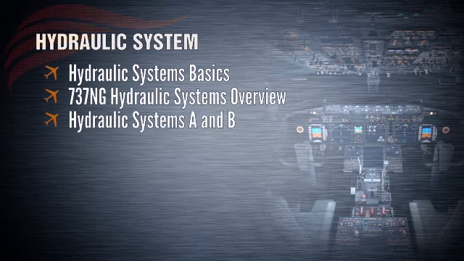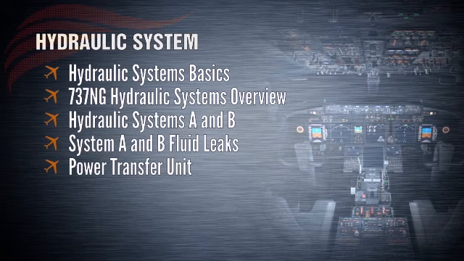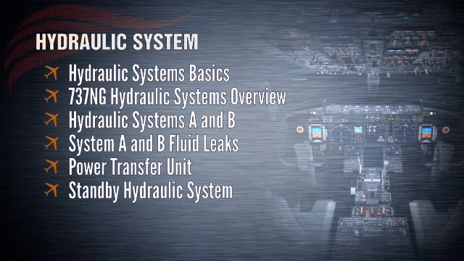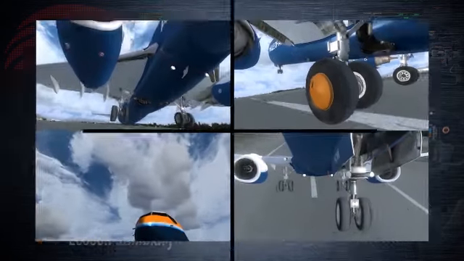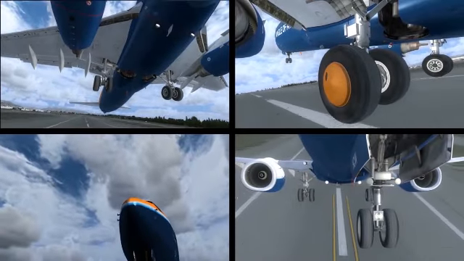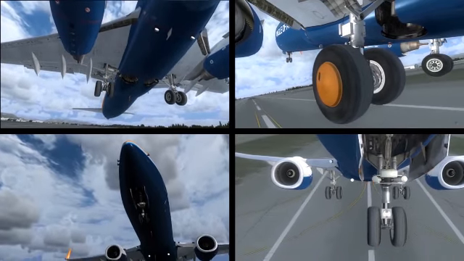Then we'll discuss hydraulic systems A and B, systems A and B fluid leaks, the power transfer unit, the standby hydraulic system fluid leaks, and a lesson summary. The hydraulic system on the 737 powers many components, and we'll be elaborating on the specifics later in the lesson.